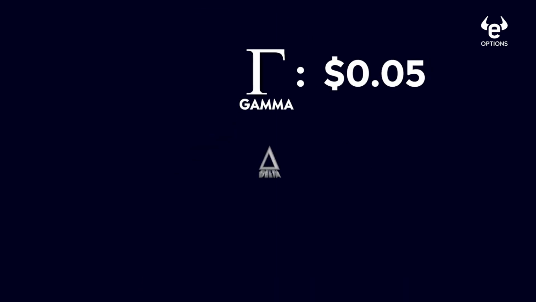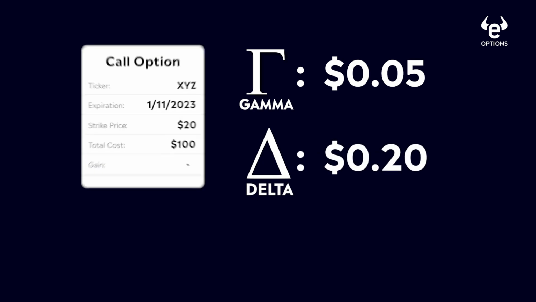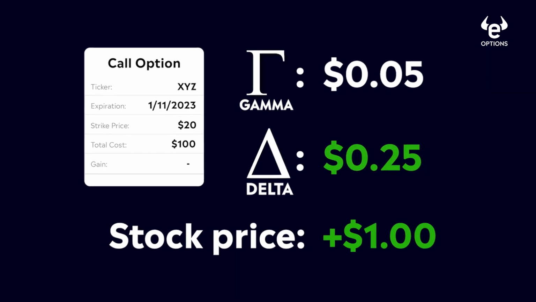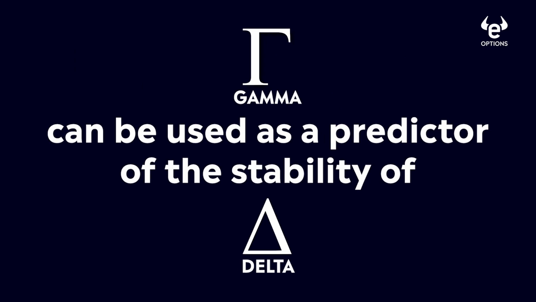On to gamma. Gamma is how much the delta will change if the stock price changes by $1. Here's how that plays out. If gamma is 5 cents and delta is 20 cents on a call option, and the stock goes up $1, then the delta becomes 25 cents. So gamma can be used as a predictor of the stability of delta. To benchmark it a bit, a gamma of 5 cents is considered pretty stable, but gamma gets higher for options that are in the money and closer to expiring.